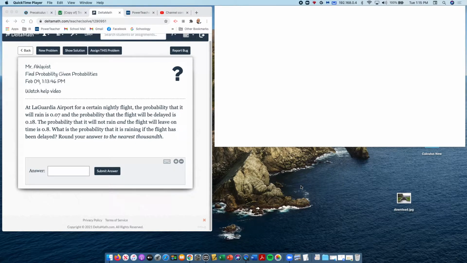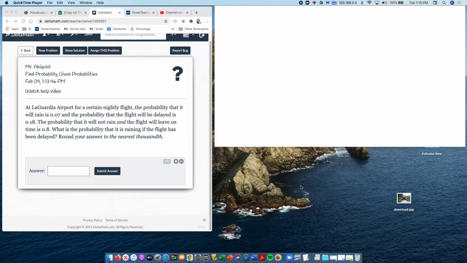So at LaGuardia, for a certain nightly flight, the probability of rain is 0.07, and the probability the flight will be delayed is 0.18. The probability that it will not rain and the flight will leave on time, which means it would not be delayed, is 0.8. What's the probability that it is raining if the flight has been delayed?